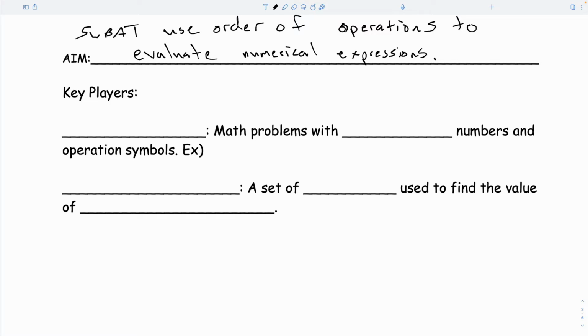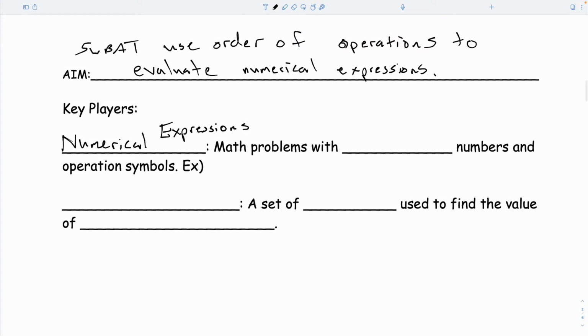Your 2 key players today are numerical expressions, numerical expressions. These are math problems with 1 or more numbers.